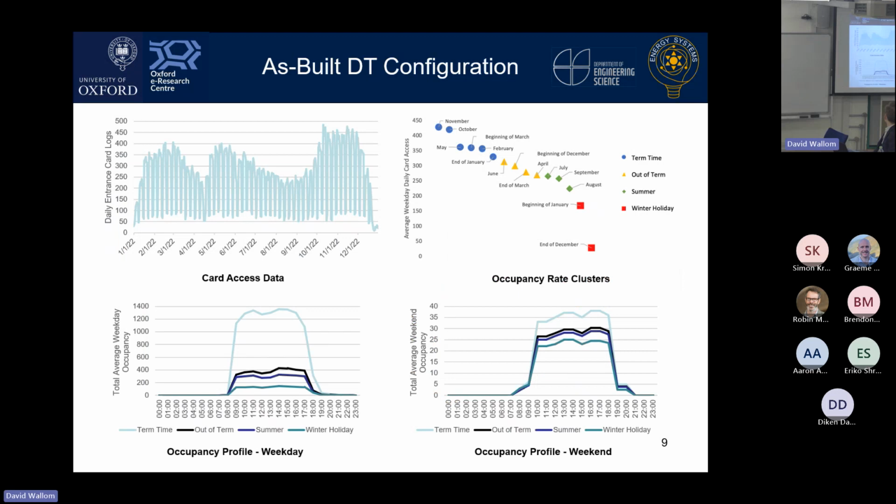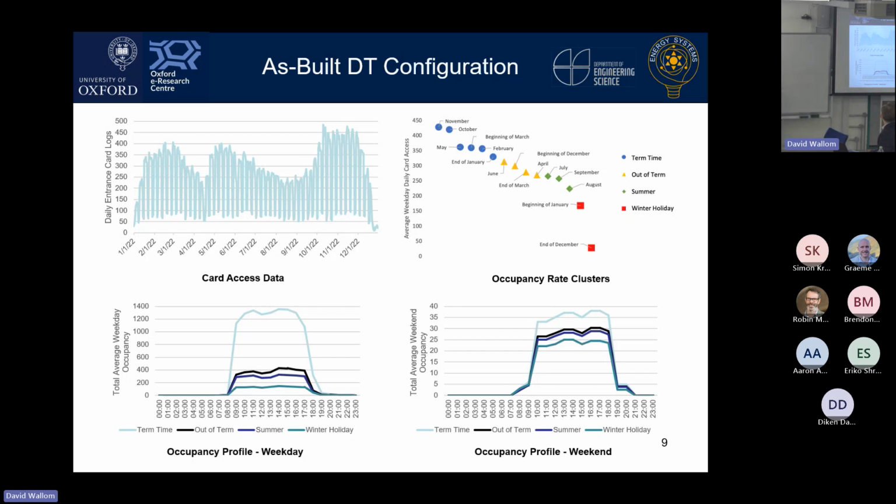Something also that is very important in the twin is occupancy, because again, people consume the energy, so you need to model those people as accurately as possible. For this, I used card entrance data, which allowed me to adopt a clustering approach to my occupancy patterns. So I identified 4 main clusters of occupancy rates: term time, out of term, summer, and winter holiday. With this, alongside using room booking systems, on-site surveying, I was able to derive typical occupancy profiles for weekday and weekend for each room of the building, which I then imported into my Design Builder model.